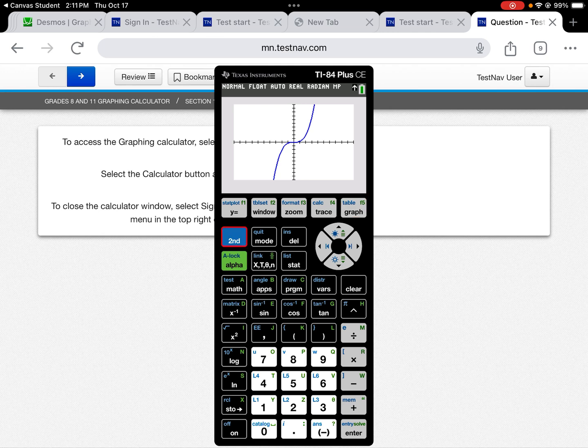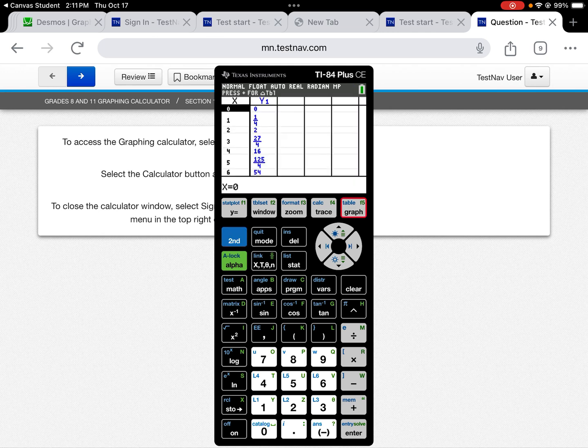If you look at your table, notice you have a 1 and 1/4. So here you have a -1 and a -1/4. This is -2, -2. Down here you have 2, 2. Down here you have 3, 27/4. Up here you should have -3, -27/4.